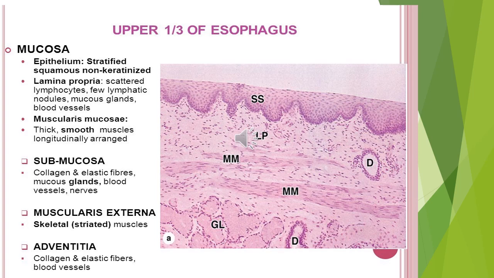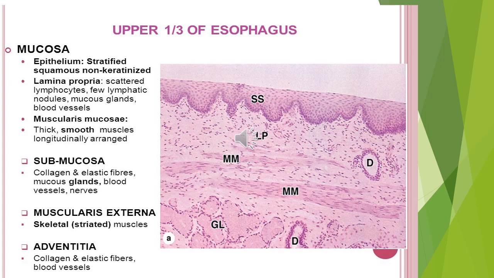This slide is showing you the upper one third of the esophagus. Can you appreciate the epithelium in this diagram? It is multi-layered and it is called stratified squamous non-keratinized. Can you see, just below the basement membrane is the lamina propria with loose connective tissue, scattered lymphocytes, a few lymphatic nodules, and the mucus glands and blood vessels. And what are these mucus glands called? These are called esophageal cardiac glands.